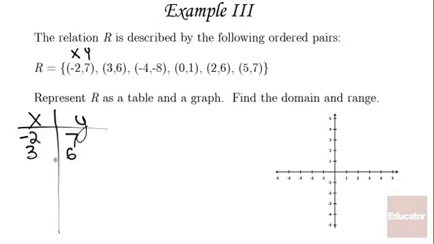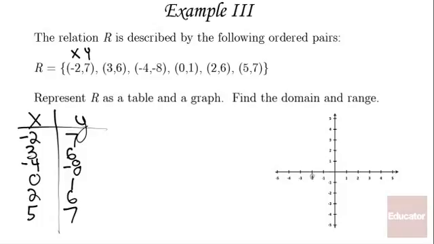3, 6, -4, -8, 0, 1, 2, 6, and finally 5, 7. So I've represented the relation as a table. Now I'm asked to represent it as a graph. Again, I've been given a set of ordered pairs, so this is going to be just points on the coordinate plane, discrete points, 6 discrete points.